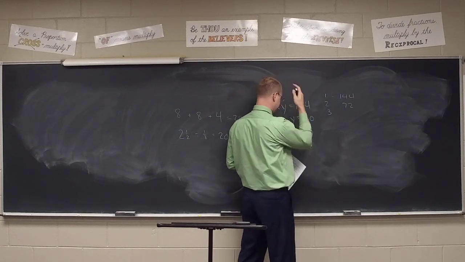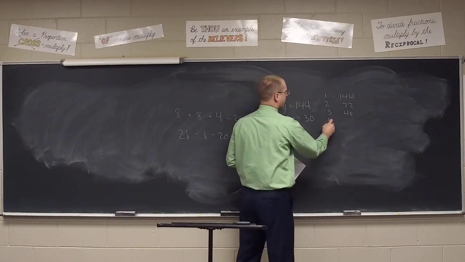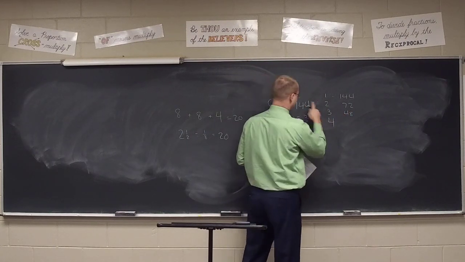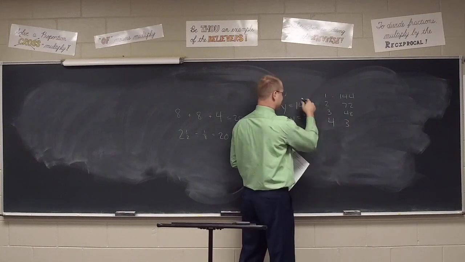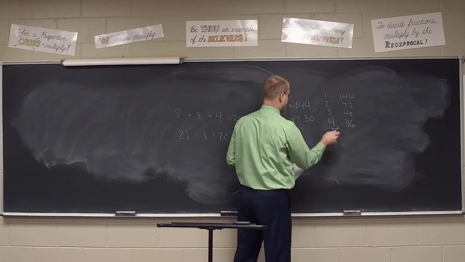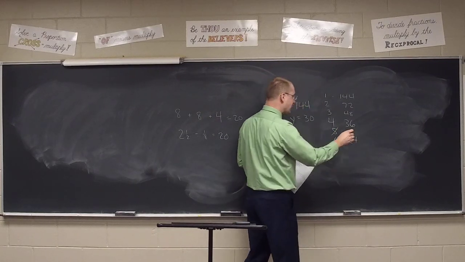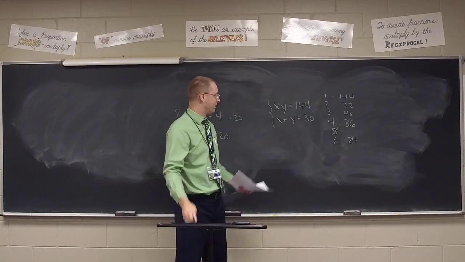3 and 48, that don't add up to 30. 4 and 3 times 6, nope, that don't add up to 30. 5 doesn't go in. 6, let's see, 1, 2, and 2 and 4. Hey, that adds up to 30. You could do it that way.